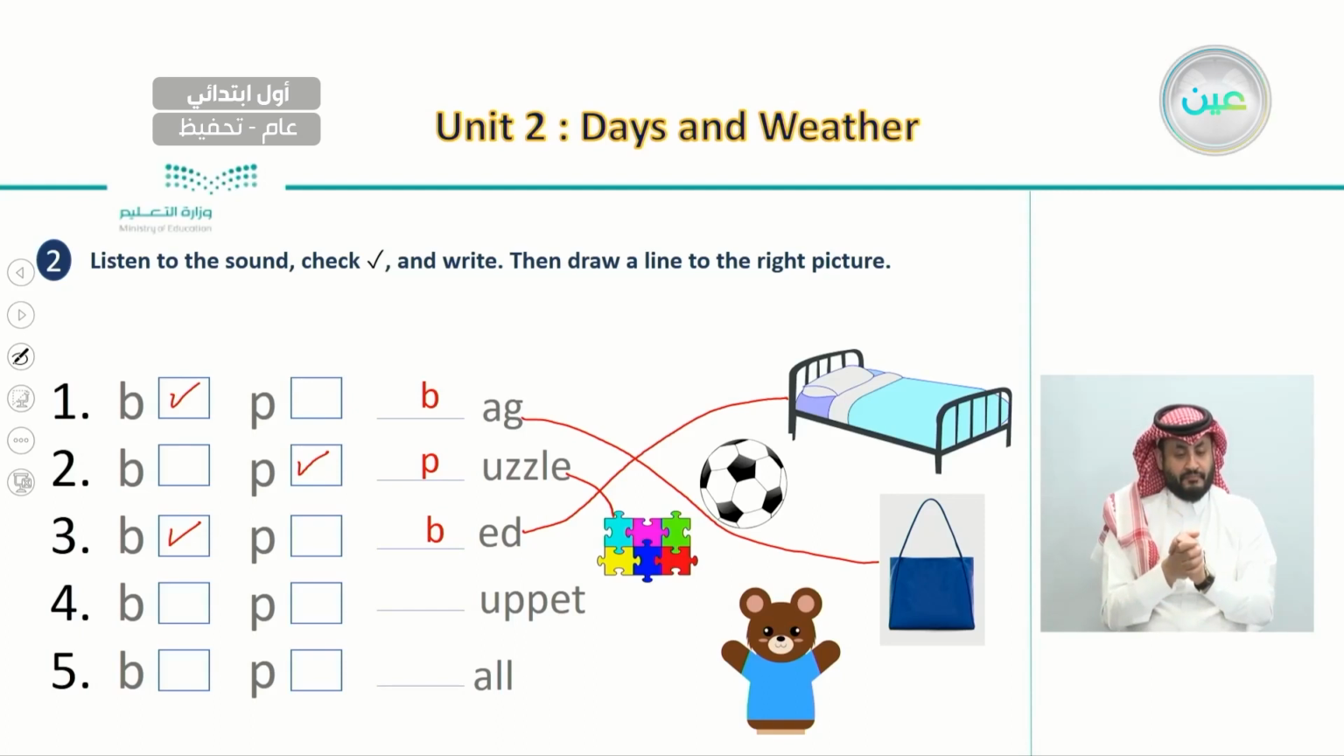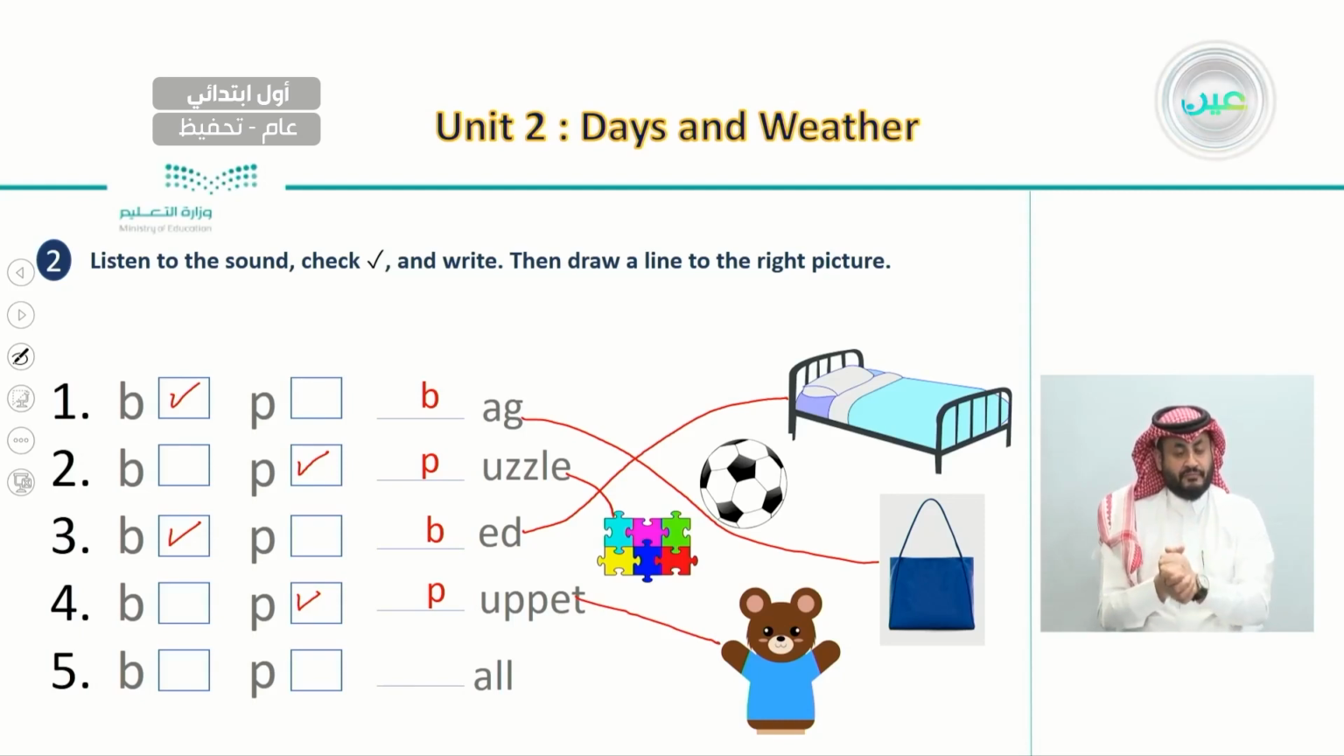Now let's try number four. Number four, the word is puppet. Puppet. So puppet starts with letter P, and here we write down the letter in the blank. And after this, we match the word to the picture.